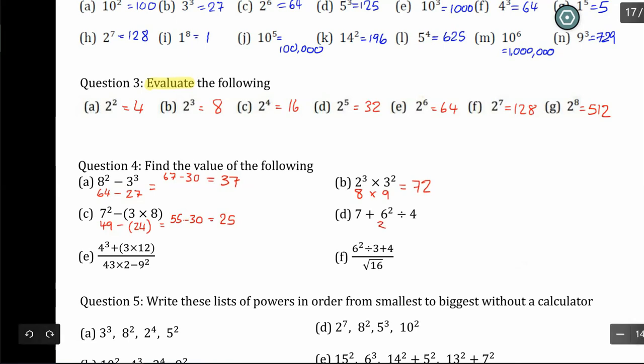Part D, 6 squared is 36. I would divide that by 4 first, thinking about BIDMAS. That would give me 9. Adding 7 to that gives me 16.